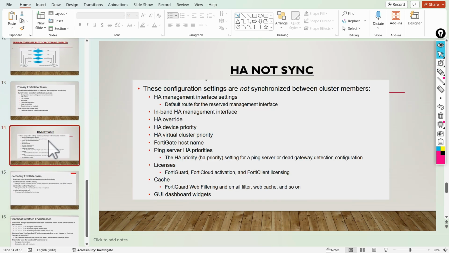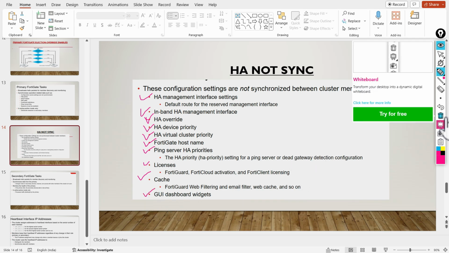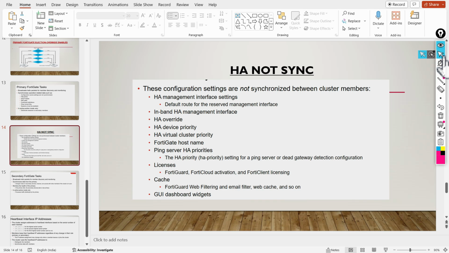There is some information which is not synced to the HA cluster, and this is a very important question for the Fortinet exam and also for interviews. So what is the information which will not sync to the cluster members? The first one is the HA management interface settings, in-band HA management settings, HA override command, HA device priority, HA cluster priority, FortiGate host name, ping server, HA priorities, license, KC, and GUI dashboard widgets. These are the few things which will not synchronize to the cluster members. They are device specific settings.